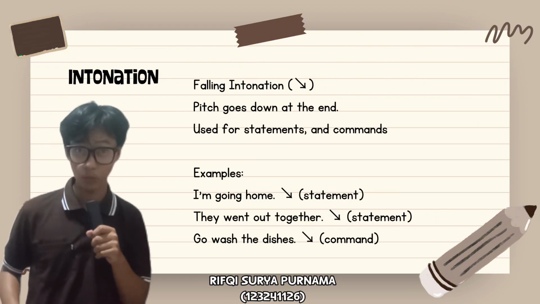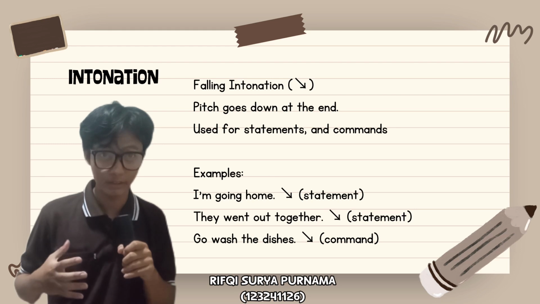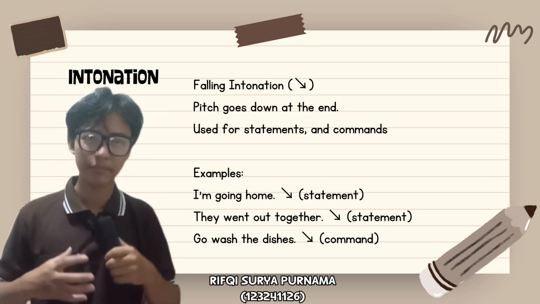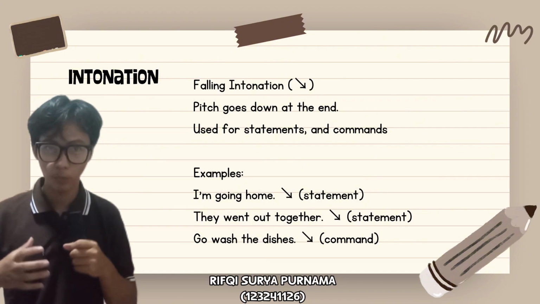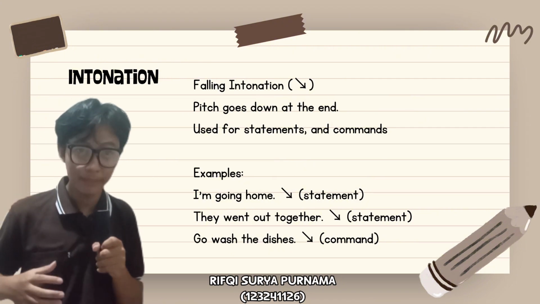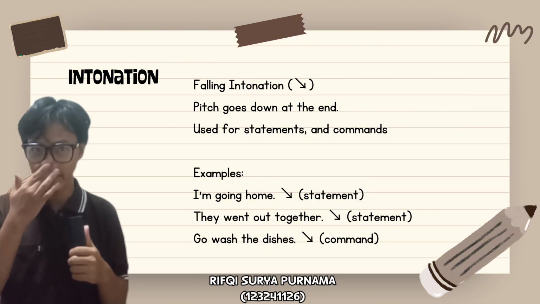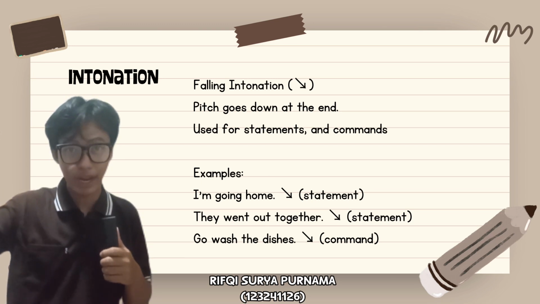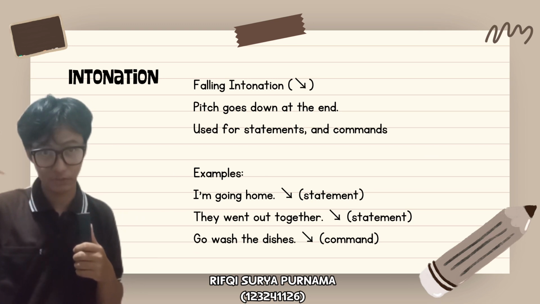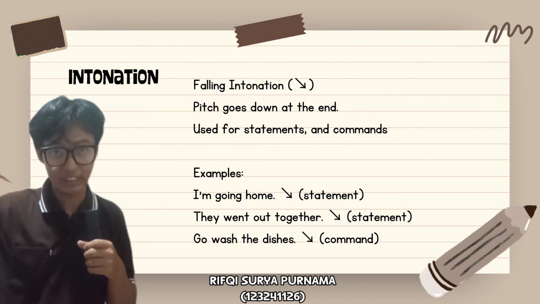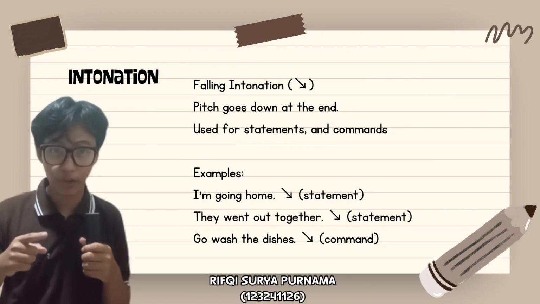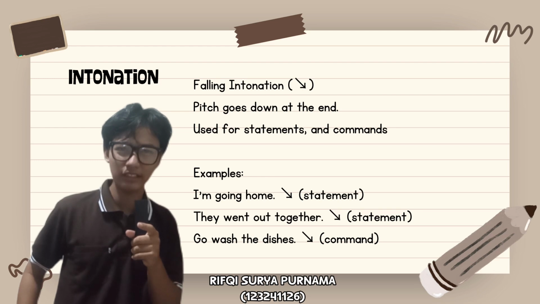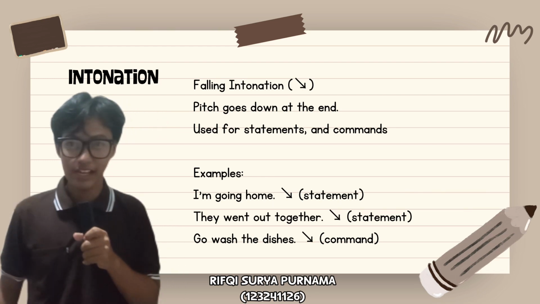Now, for the second one, intonation. What is it? Intonation is basically the ups and downs, the pitch you use when you speak. There are three types of intonation: rising intonation, falling intonation, and rising and falling intonation. And what are the differences? Let's start with the falling intonation.